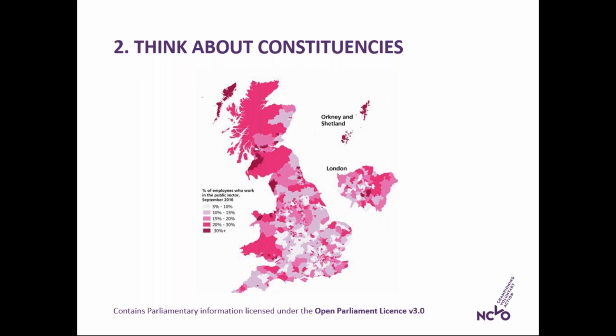Just an example here, we've got a map showing various constituencies and the level of public sector employment. So if you were, for example, talking about public sector pay, then that would give you a pretty good starting point as to the kind of constituencies and MPs you'd want to target.